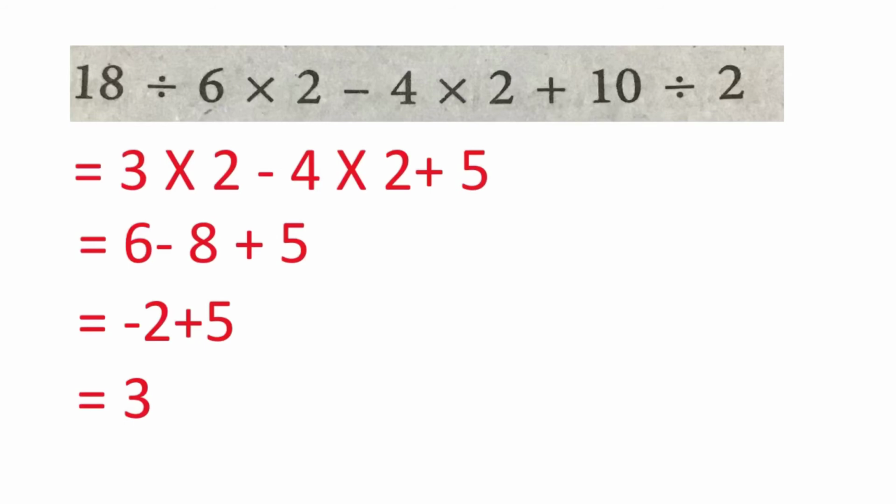So our problem is 3 into 2 minus 4 into 2 plus 5. Now let's do the multiplication in this line. 3 into 2, that's 6. Then we will do minus 4 into 2, that is minus 8. And then we can just write plus 5. So our problem is 6 minus 8 plus 5. What is 6 minus 8? Seems a bit odd. Well, 6 minus 8 is minus 2. Then we get minus 2 plus 5, which is simply 3.